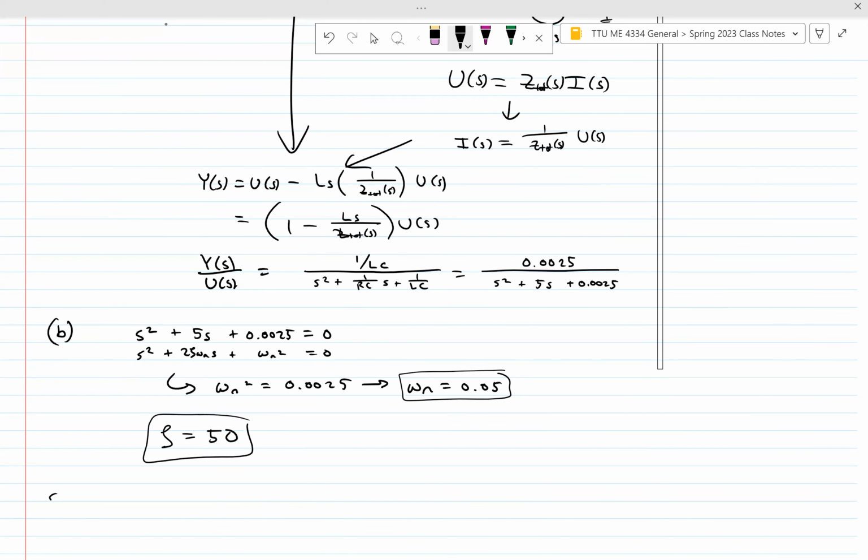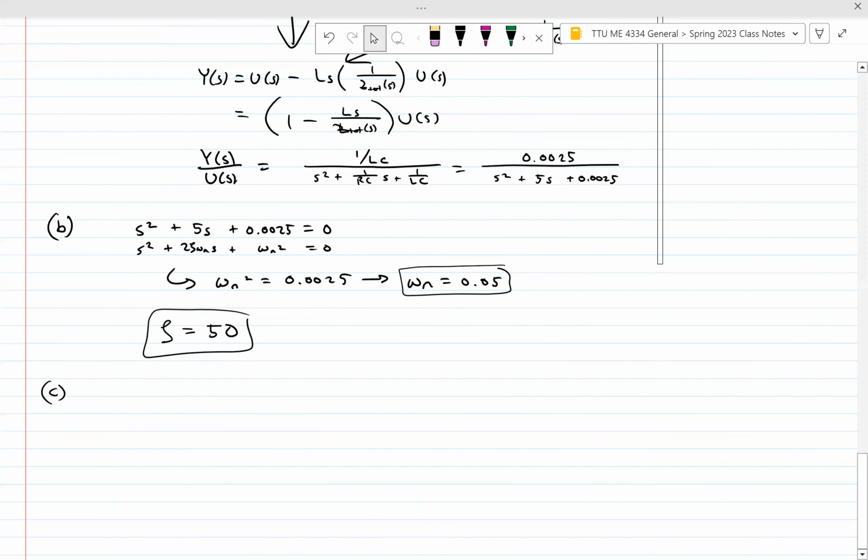All right, C was telling me what type of system this was. What type of system is this? For our second order categorizations, we had like 4 or 5 options. And I think I heard overdamped somewhere in there. I think I heard way overdamped, right? Because zeta is greater than 1, exactly, this is an overdamped system. Okay.